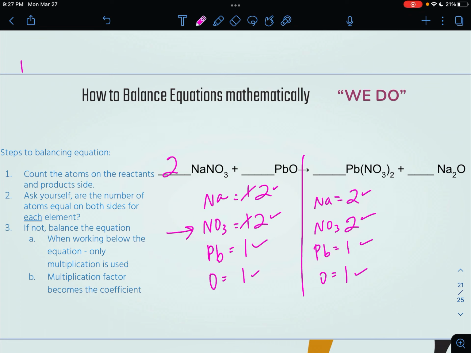I do have one other tip that will sometimes help when you're balancing. If you save your hydrogens and oxygens, like your H2s and your O2s, for last, they will typically work themselves out, especially these O2s. Sometimes those are a little tricky. But if you see an H2 or an O2 by itself, if you save that to be the last thing that you balance, then a lot of times they'll match up automatically by all the other things that you do.